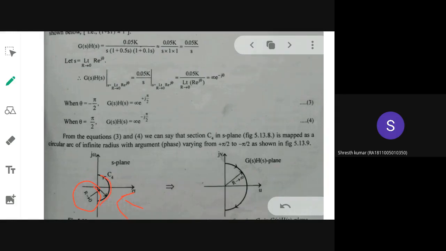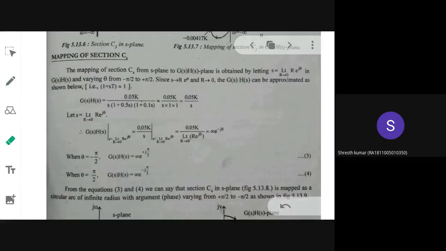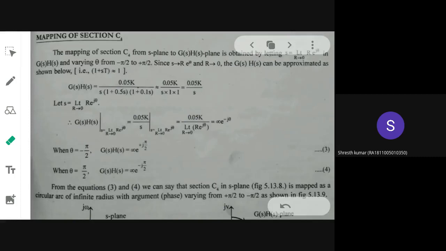So this axis, if you are considering, will be minus pi by 2, and this will be pi by 2. So its travel is from minus pi by 2 to plus pi by 2, if you can observe here. And its radius will be 0. So you have to substitute limit r tending to 0, r into e power j theta, where theta is varying from minus pi by 2 to plus pi by 2, in place of s. If you do so, the map will be obtained.